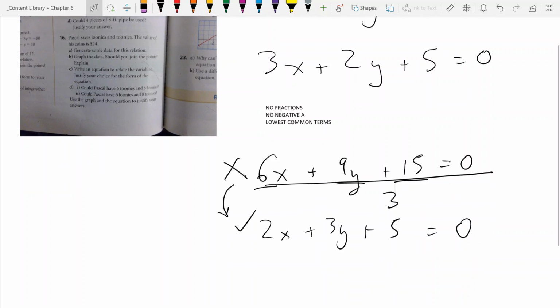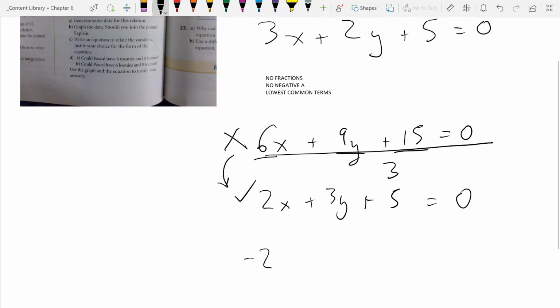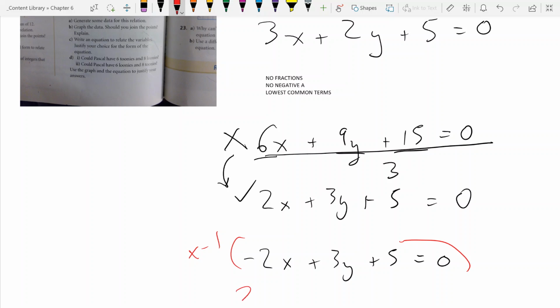Another example would be if you had negative 2x plus 3y plus 5 equals 0. The first term is negative, which is not allowed. So what we're going to do is multiply everything by negative 1. So this will become positive 2x, negative 3y, negative 5 equals 0. The reason we're able to do this is because when it equals 0, you're changing everything in the equation by multiplying it by the same thing. So again, this would be okay, this would not.